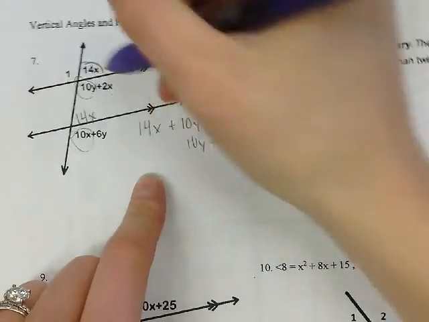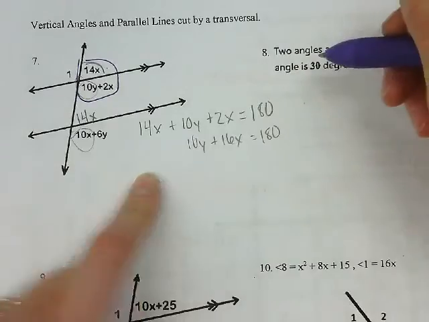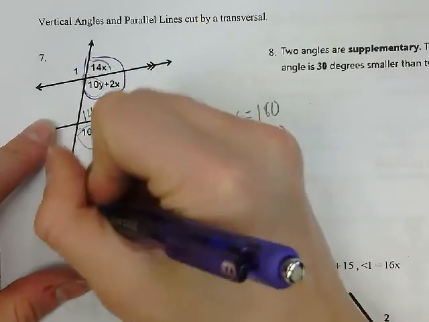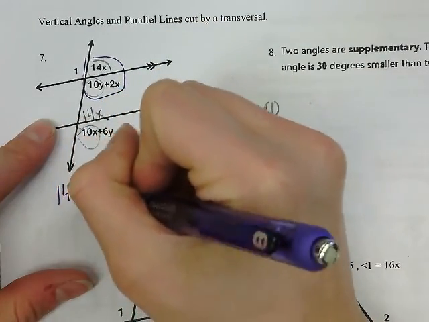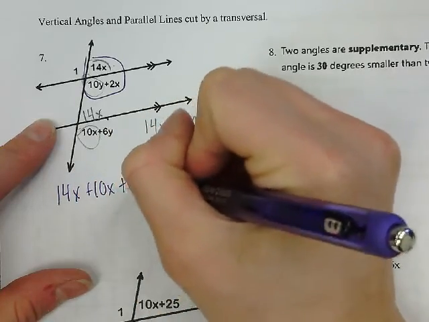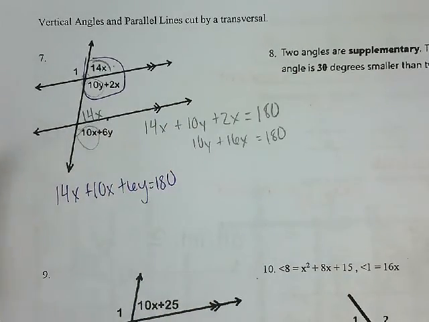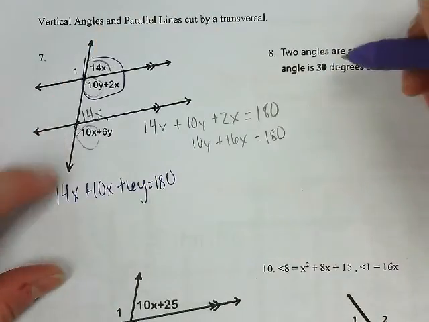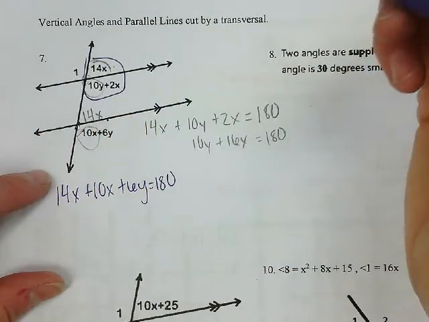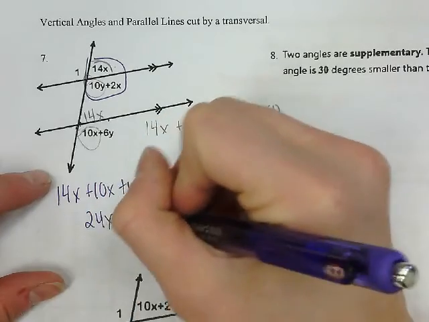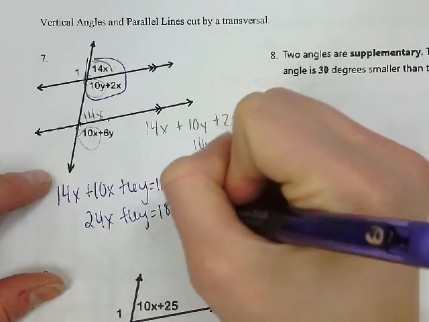Okay, so this is the top part right here. I'm also going to add these two to equal 180. So I'm going to say 14x plus 10x plus 6y equals 180, right? Because these two are linear pairs as well. So then I get 24x plus 6y equals 180.